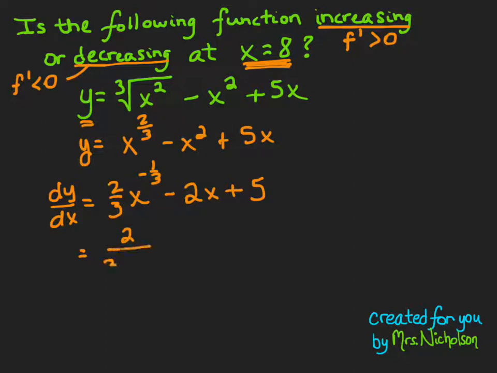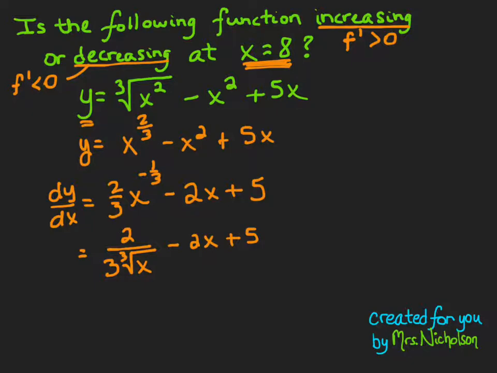So I'm going to have 2 over 3. My exponent is negative, so that means that I'm going to write x in the denominator. The exponent is 1/3, and so I'm going to rewrite that as the cube root of x. And then the rest of my derivative function will stay the same.